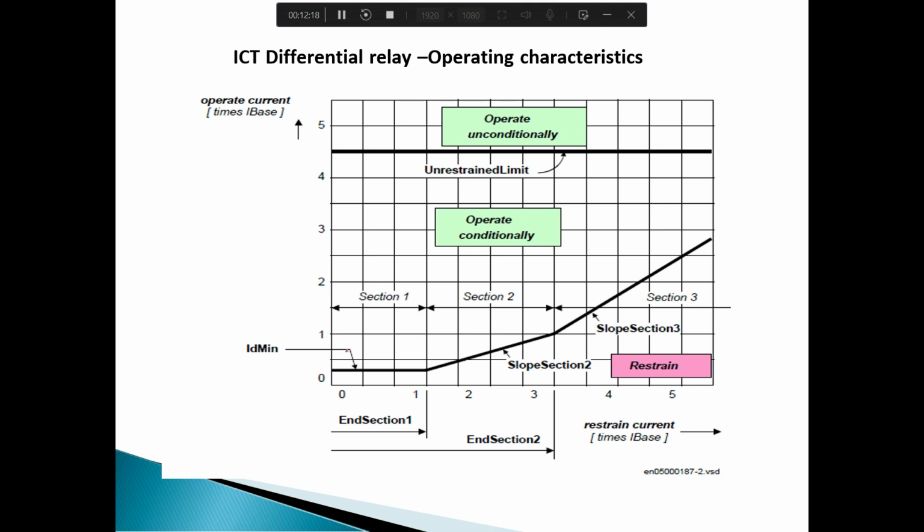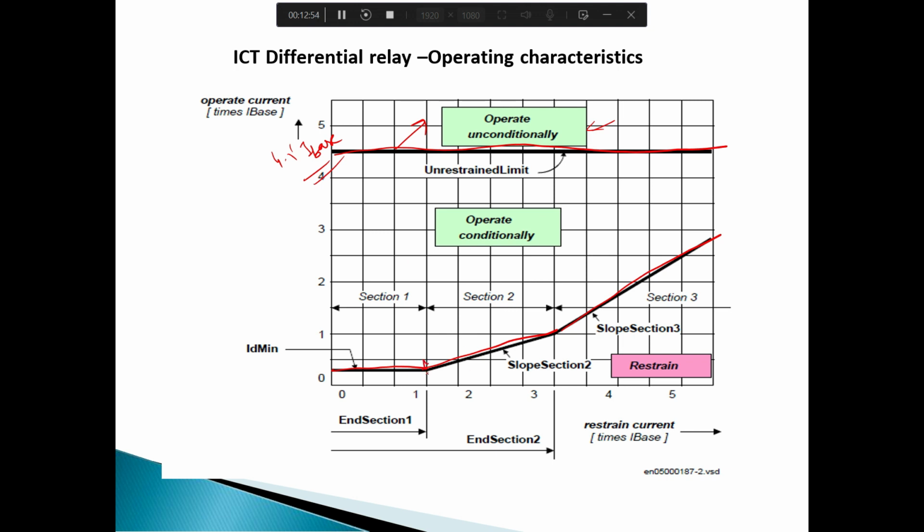So if you see here, this is the minimum pickup. From here, this is the first slope, and then from here, this is the second slope. This is the amount of current above which the relay will operate unconditionally. That is, it will not see any slope, and it will directly issue a trip command. For this purpose, consider at present this is set as 4.5 times I base. So whenever the current is more than 4.5 times of I base, the relay will definitely issue a trip command without looking at any restraining current or slope.